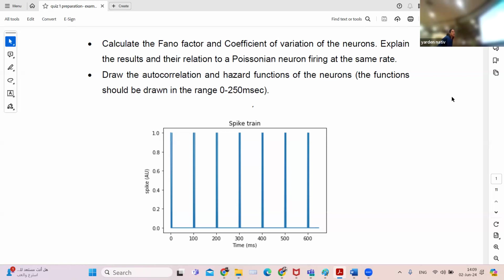But you need the expectation of the spike count. And you said that it's spike count in time, so no need to divide by the time duration, only just to count the number of spikes. And that's the expectation. Yes. Okay. But please note, we are not doing the Fano factor and CV now, only the autocorrelation and the hazard. But still, the margin will be calculated.